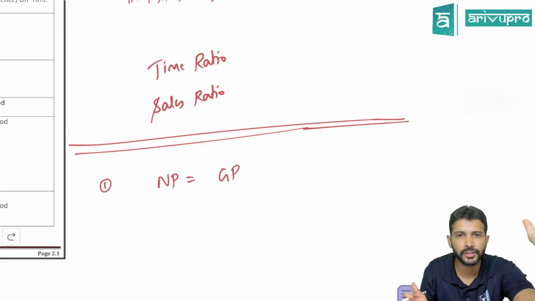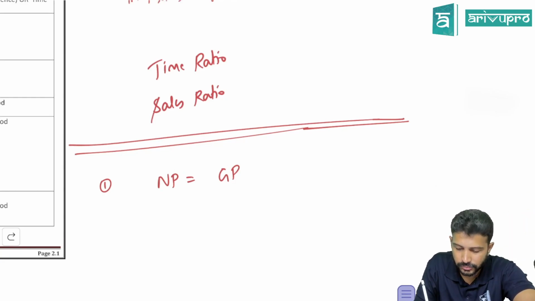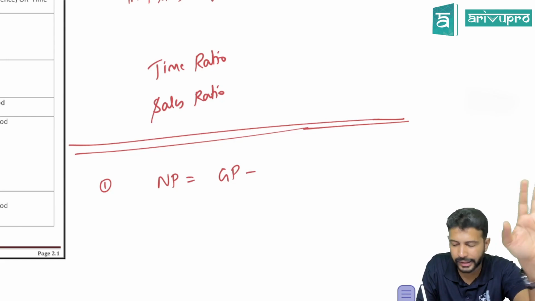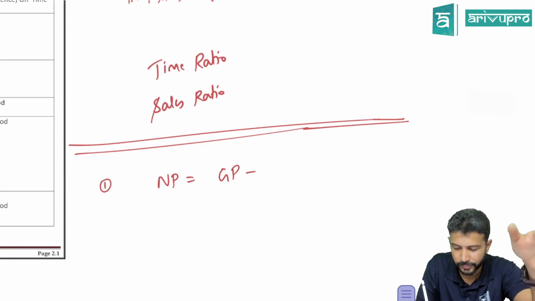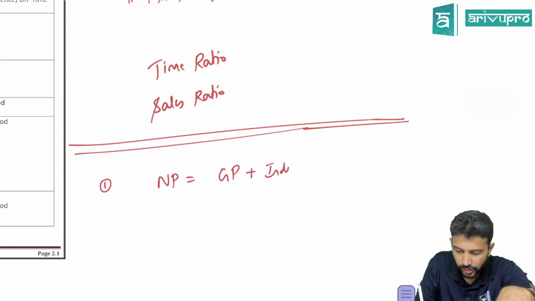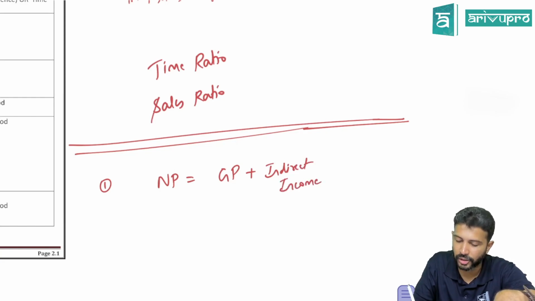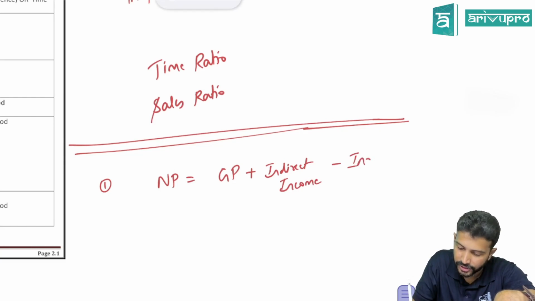One of you, please. Gross profit plus operating income. Tell me direct, indirect. It's okay. So it'll be easier. Plus indirect income minus indirect expenses. He's saying GP is equal, NP is equal to net profit plus indirect income minus indirect expense. Is this correct?